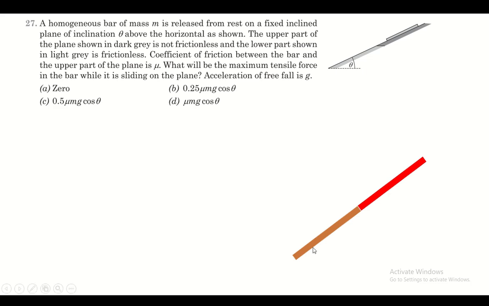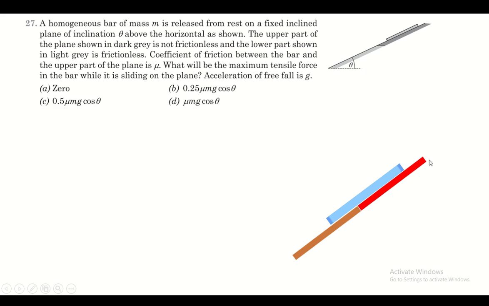We have a homogeneous bar of mass m and length L released from rest on an inclined plane. The upper portion of the plane is rough while the lower part is smooth. The upper portion has a coefficient of friction mu. Now at some instant, suppose a length x of the bar has entered the smooth region like this.